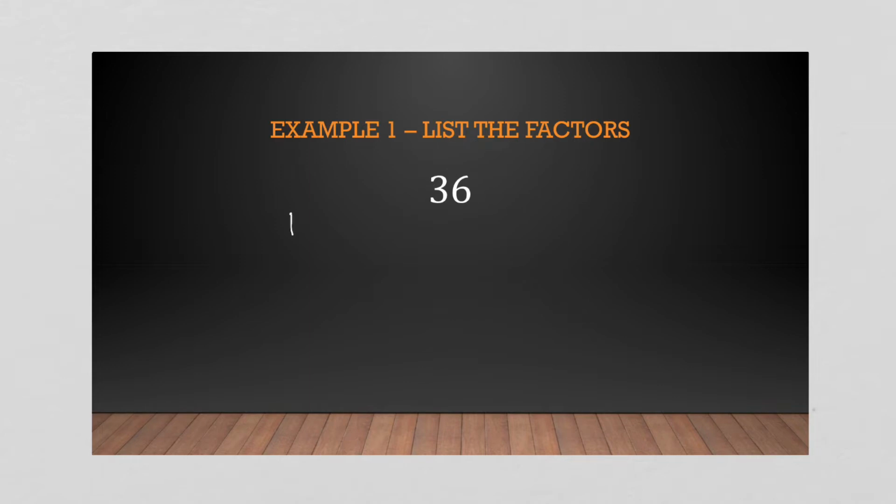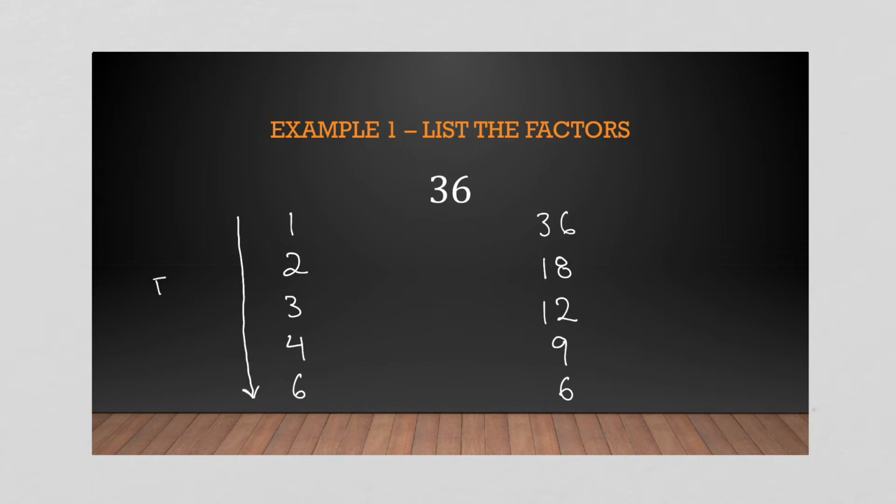So, well, obviously 1 and 36. And then 2 and 18. And then 3 and 12. And then 4 and 9. And then 6 and 6. So one thing you might notice, as the left side increases in size, the right side decreases in size. So essentially what is happening is we're getting closer and closer to a midpoint.